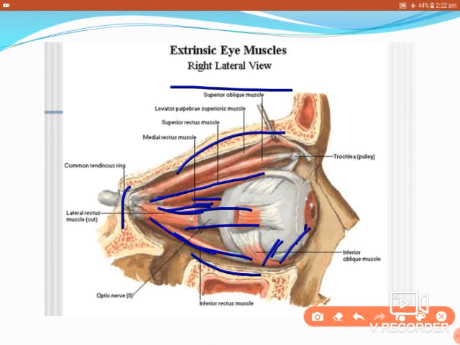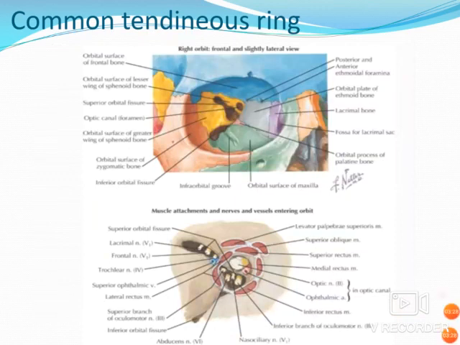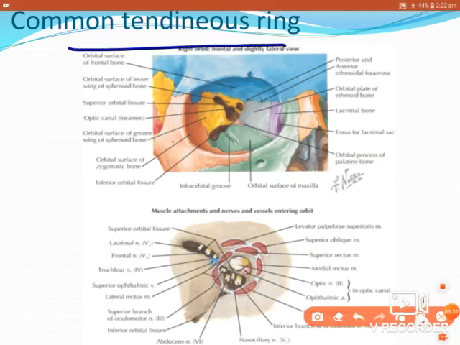The origin of these is from the common tendinous ring. These 4 recti have a common origin from the common tendinous ring. Over this we can see this fibrous ring in the apex of the orbit, over the optic canal and the medial end of the superior orbital fissure. Then here this muscle is the levator palpebrae superioris. This is the superior oblique muscle. Here this is the inferior oblique muscle. Then here this is the attachment of the common tendinous ring.